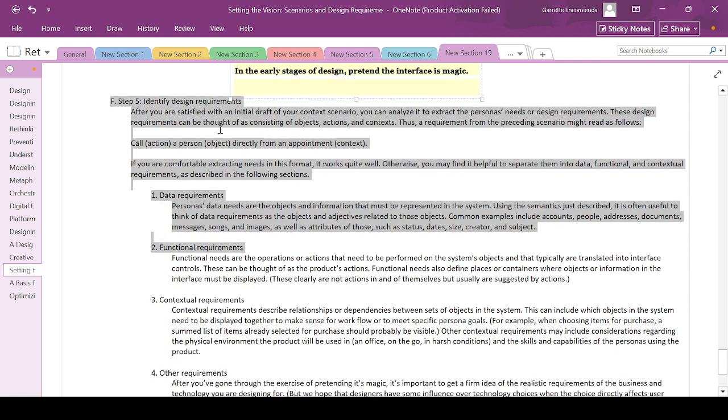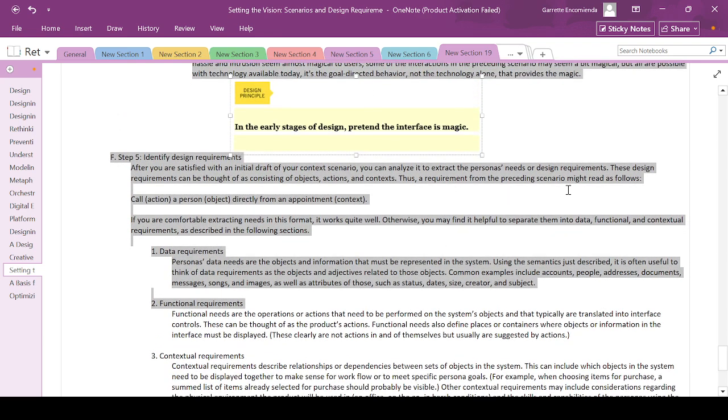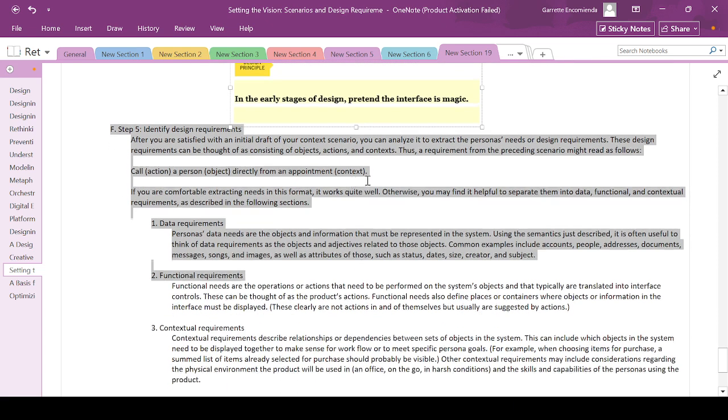After you are satisfied with an initial draft of your context scenario, you can analyze it to extract the persona's needs or design requirements. As you have that initial draft, you will iterate on it as you get more feedback, using the agile approach we discussed in the previous video. These design requirements can be thought of as consisting of objects, actions, and context. Now, our definition of requirements is not the features or functions of the MRD or PRD that other departments define. We discussed that as objects, actions, and context.